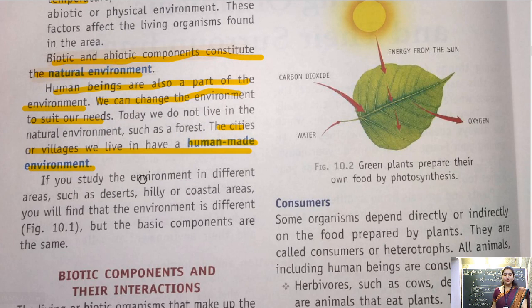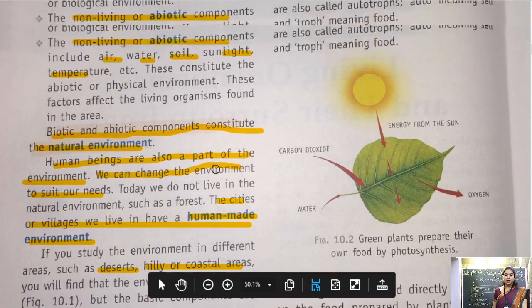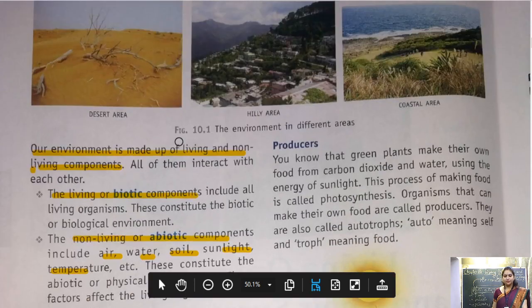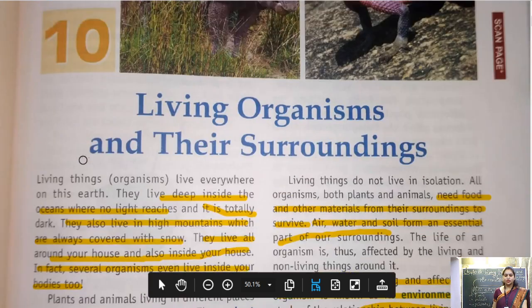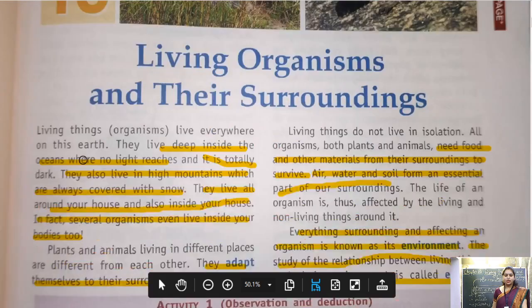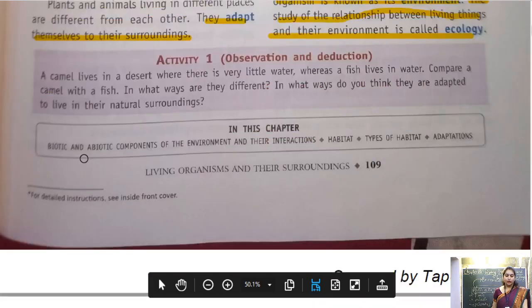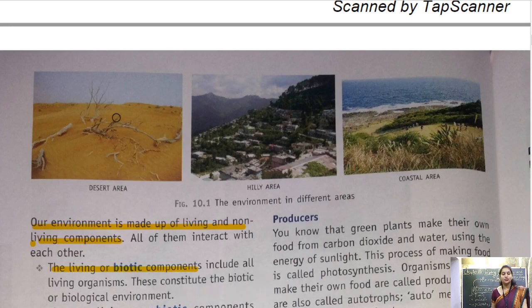Okay. So if you study the environment in different areas such as desert, hilly, coastal areas, you will find that environment is different but the basic components are same. Like, let's see the figure here. In desert, just a second children. So in desert we know the trees and plants are less in number and you can barely see the plants and water.